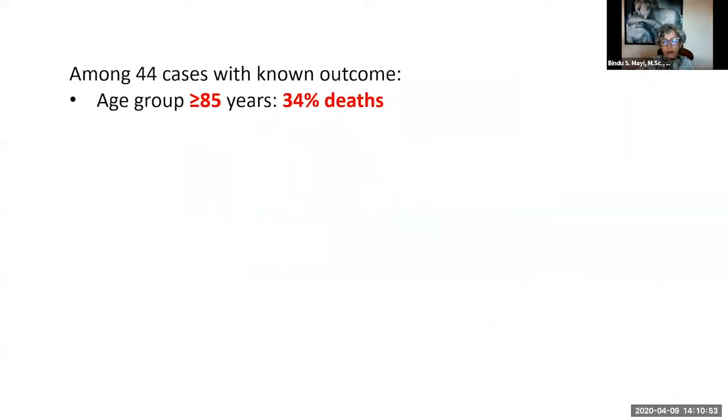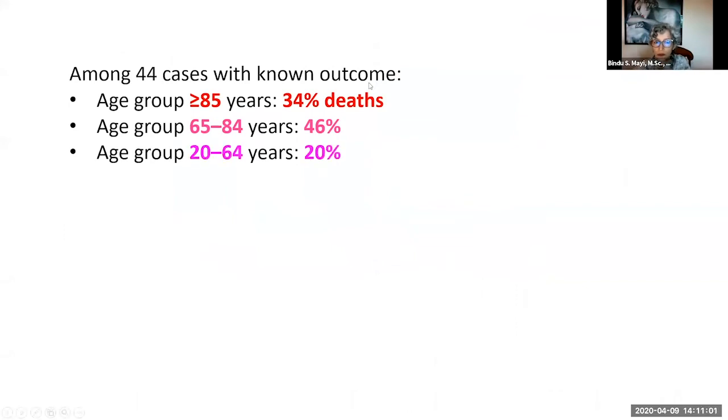Among 44 cases with known outcome, age group 85 and older contributed to 34% of deaths, 65 to 84, 46%, and then you go down.